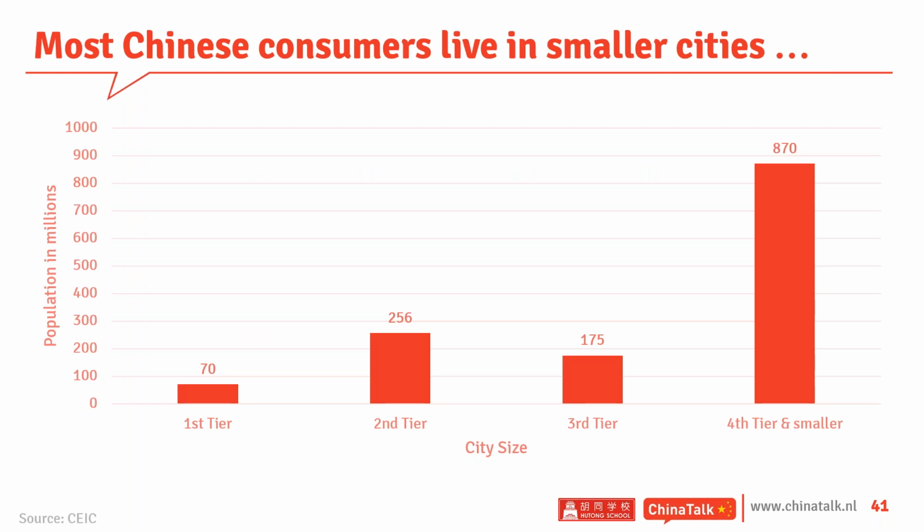Now, of course, the middle class is mostly living in the first and second tier cities, but the majority of the people are still living in fourth tier cities and in the countryside. As you see, 870 million people are living in those smaller towns. Now, in those smaller towns and in the countryside, as we've seen before, the average income is much lower. And a platform called Pinduoduo has become very popular among those regions.